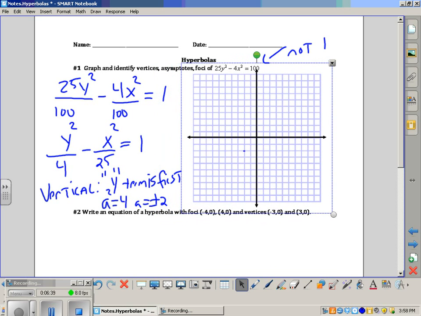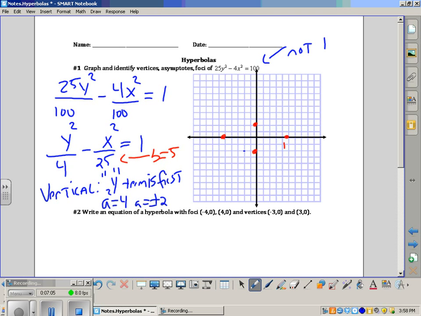Okay, so I take this graph and I'm going to say a couple things. The first thing I'm going to notice is that this is a vertical ellipse with an intercept point or a vertex point at 2 and negative 2. And then I'm going to see that the b term here is 5. So there's my b term, 1, 2, 3, 4, 5.